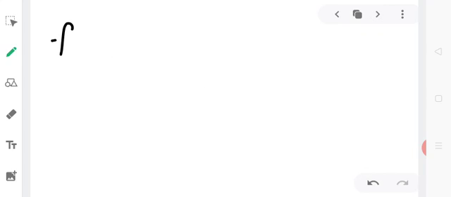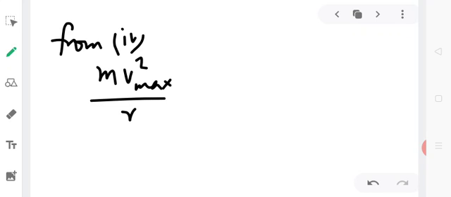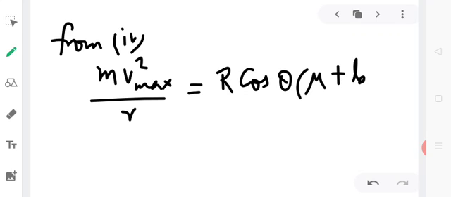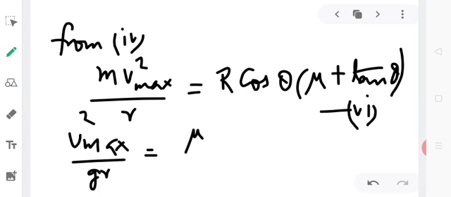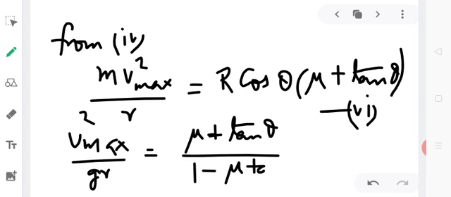Also from equation number 4, we have m v square by r equal to R cos theta, mu plus tan theta. Mark it as equation number 6. Dividing these two equations, that is 6 by 5, we get v square by gr equal to mu plus tan theta by 1 minus mu tan theta.